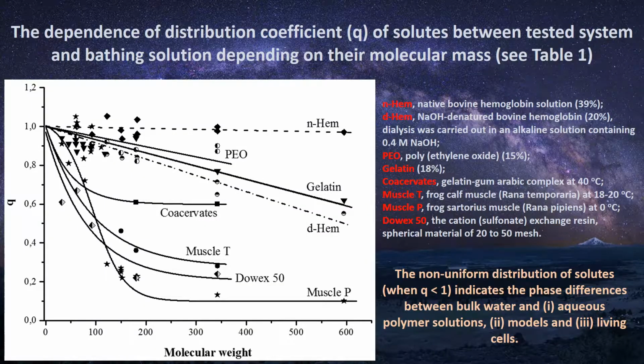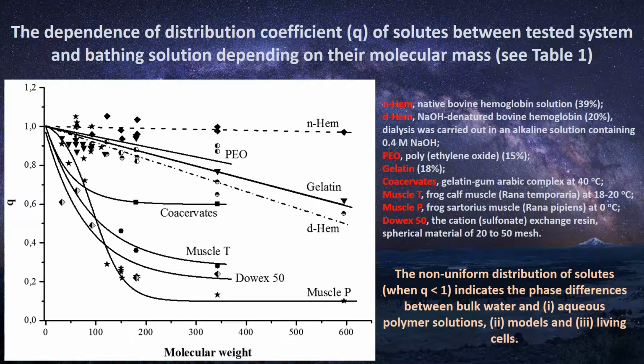This figure shows the dependence of the solute distribution coefficients on their molecular weight in different systems. There are polymer solutions in dialysis bags, coacervates, living cells, frog muscle fibers, and granules of ion exchange resin DAX here. These data shed light on two important topics that I have mentioned. The first subject is the role of protein conformation in determining its sorption properties in relation to water.